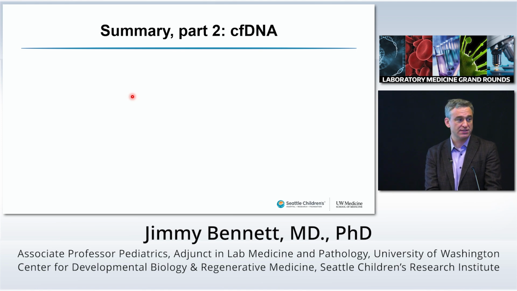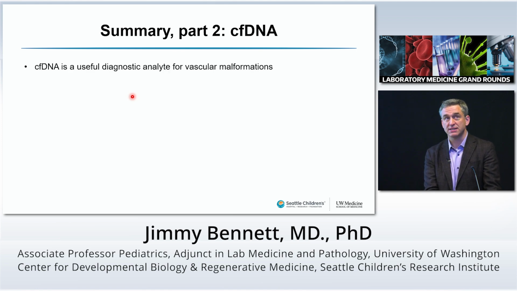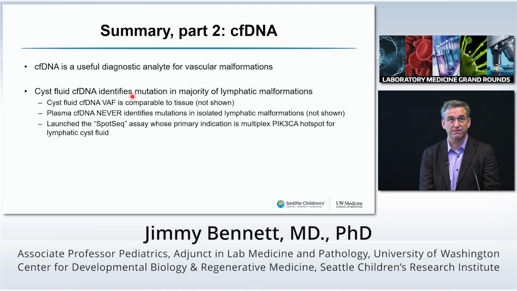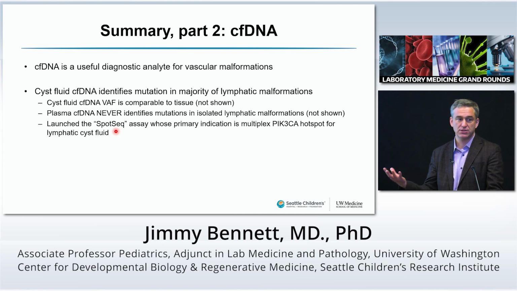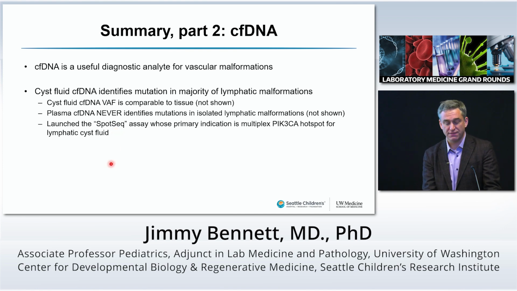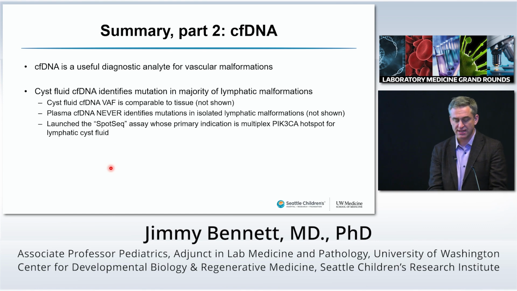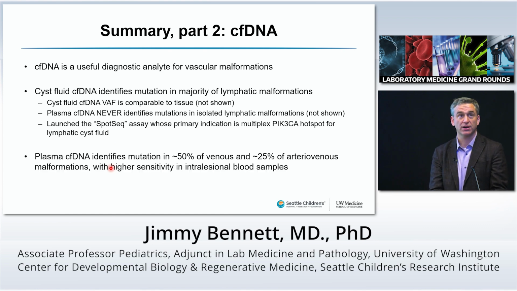To summarize the cell-free DNA part, I mentioned that cell-free DNA is a useful diagnostic analyte for vascular malformations, and that cyst fluid from lymphatic malformations can identify the PIK3CA mutation in the majority of them. A couple of things that I didn't have time to mention: the cyst fluid VAF, variant allele fraction, is comparable to what we see in tissues. When we look in peripheral blood for lymphatic malformations, we never see the mutation, and I think this makes sense because lymphatic malformations are not connected to the peripheral circulation. And then finally, we launched this SMaHT assay on the basis of that work.